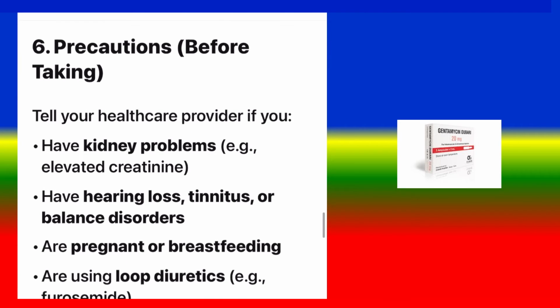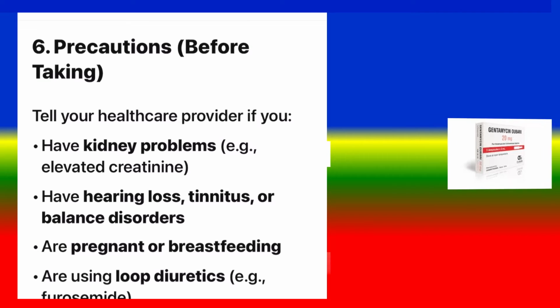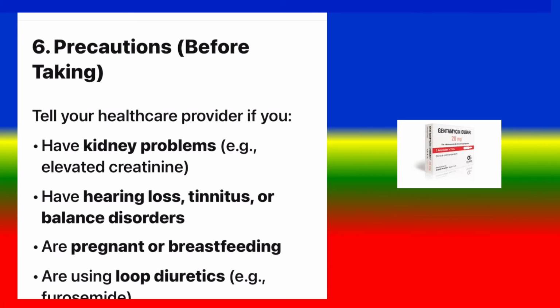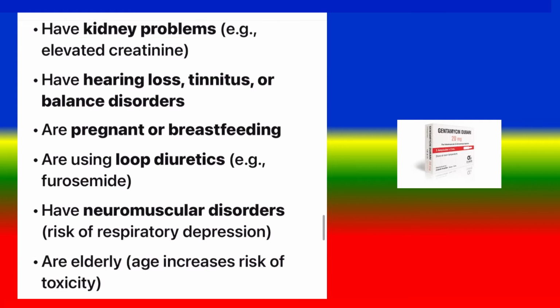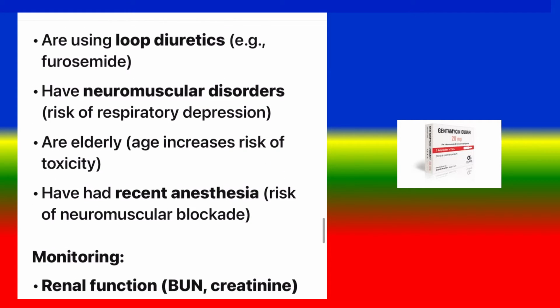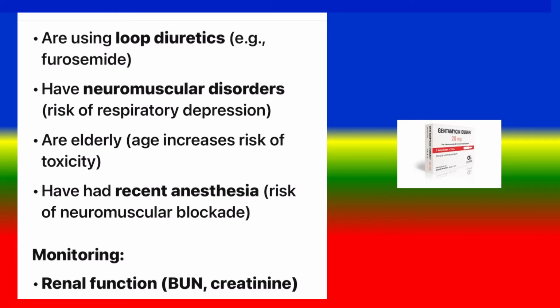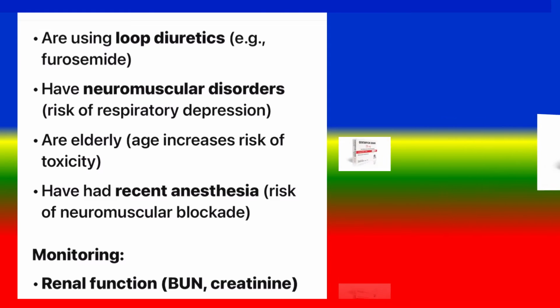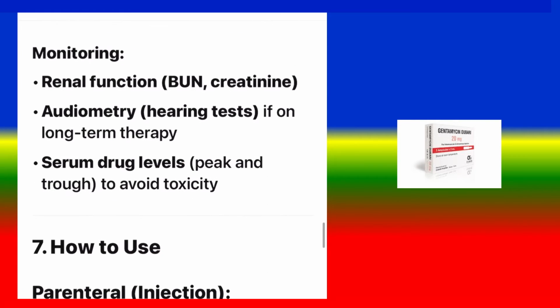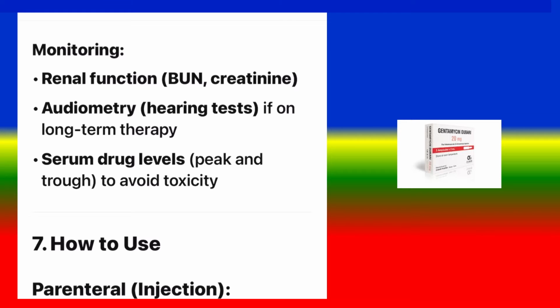6. Precautions before taking. Tell your healthcare provider if you have kidney problems, e.g. elevated creatinine, have hearing loss, tinnitus, or balance disorders, are pregnant or breastfeeding, are using loop diuretics, e.g. furosemide, have neuromuscular disorders, risk of respiratory depression, are elderly, as age increases risk of toxicity, or have had recent anesthesia, risk of neuromuscular blockade. Monitoring: renal function, BUN, creatinine, audiometry, hearing tests if on long-term therapy, and serum drug levels, peak and trough, to avoid toxicity.